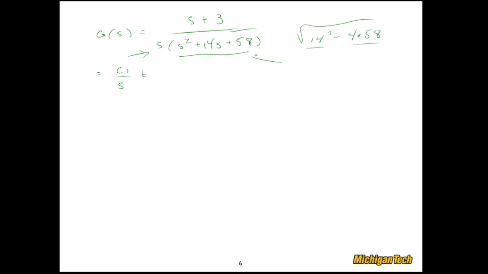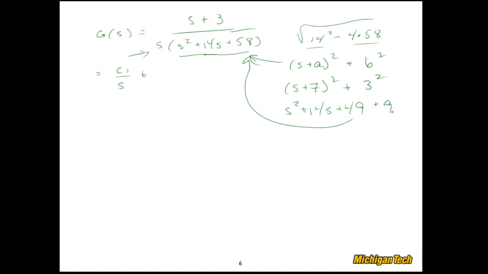So I have to convert this into the completed square form, or s plus a squared plus b squared. My a is 7, which is 1/2 of the 14. So I have that. And that gives me s squared plus 14s plus 49. To get from 49 up to 58, I need another 9, and so this is a 3 squared. And that all works. So a is equal to 7, and b is equal to 3 again.